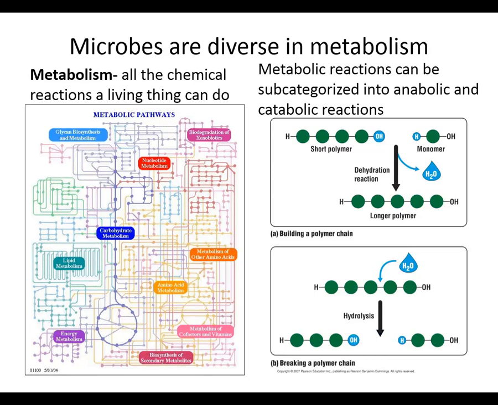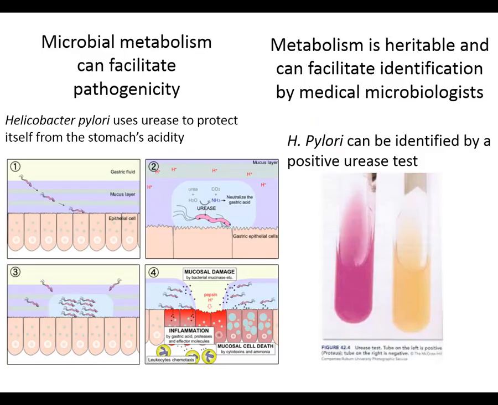So, metabolism, all the chemical reactions. We have anabolic reactions and catabolic reactions on the right. And we build things up by dehydration synthesis, and we break them down by hydrolysis, yeah? Okay. Why do we care? As we've said before, microbial metabolism can tell us the difference between microbes that we see on the left. H. pylori, we can test with a urease test, yeah?